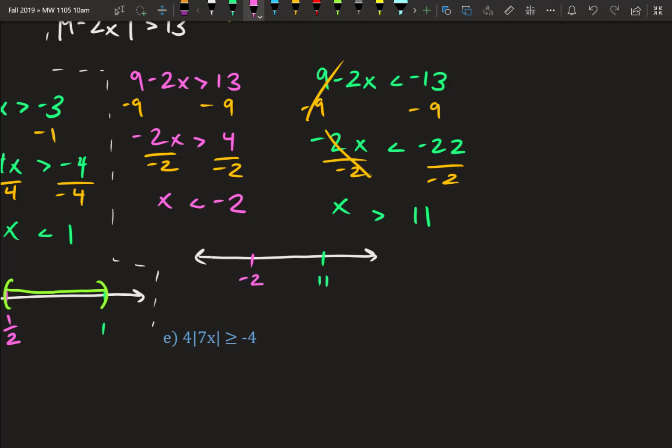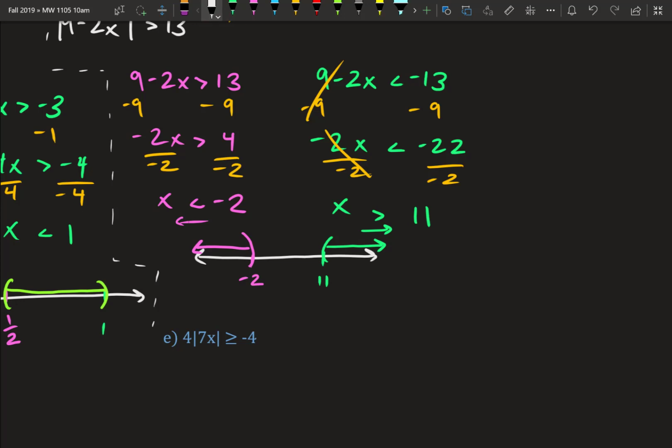So if we look at the pink one, -2, it says x is less than -2. And you see how the arrow is pointing to the left? So we'll have our parentheses pointing to the left. And then for our green one, it says x is greater than 11. And the arrow is pointing to the right. So parentheses point to the right. So they go apart because it's greater than.